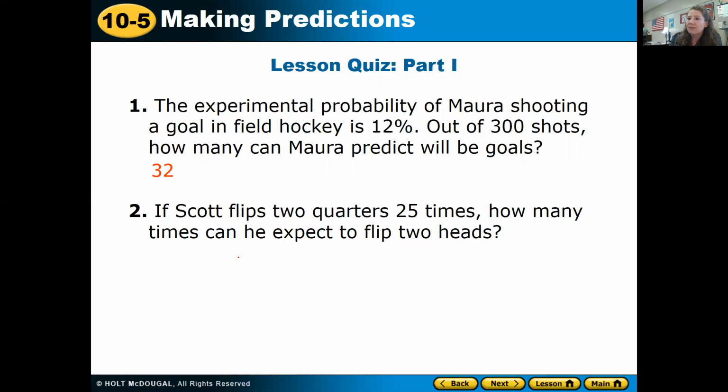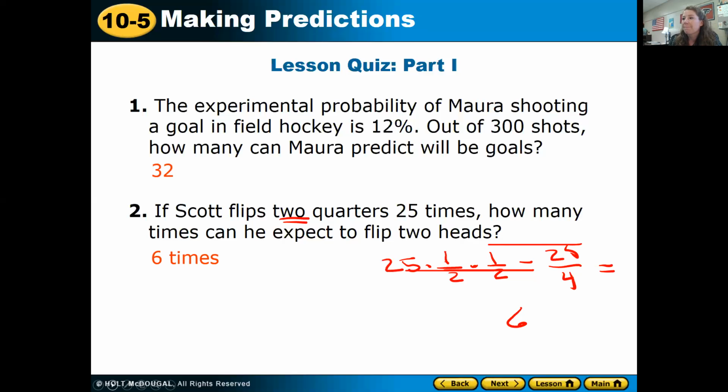Number 2, what if Scott only flipped 1 quarter 25 times? So the probability of getting heads on a quarter is 1 out of 2, right? So if he did that 25 times, we would say half of 25 is about 12.5. But look, he's going to do it twice. He's going to flip 2 quarters. So we're going to actually multiply the probability 25 times each probability. So we're going to get 25 over 4. But 25 fourths is about 6 point something. 6 1/4, I believe it is.